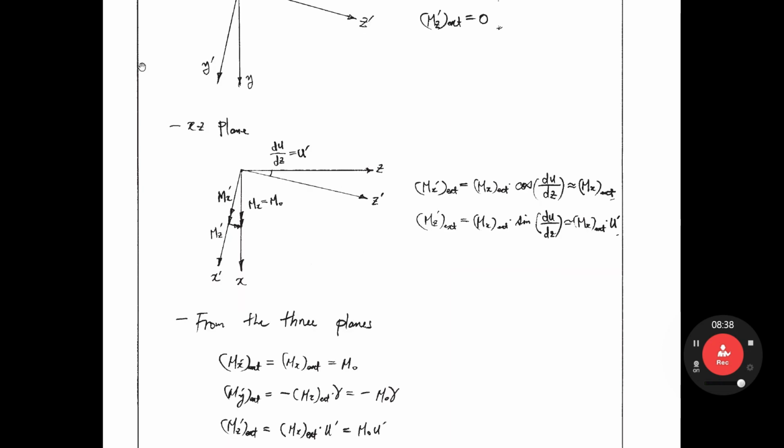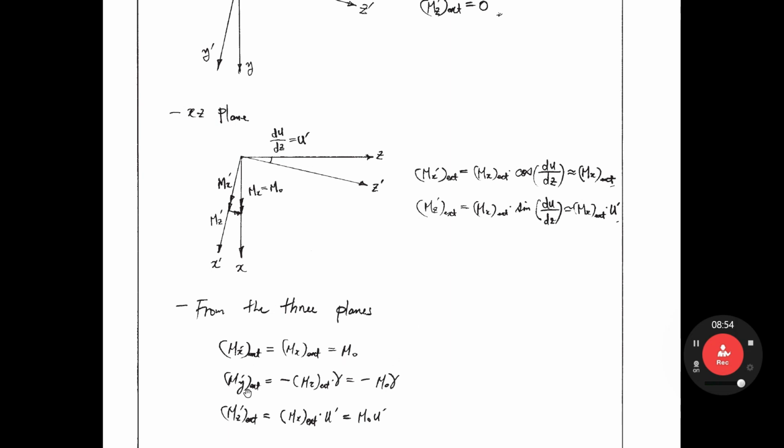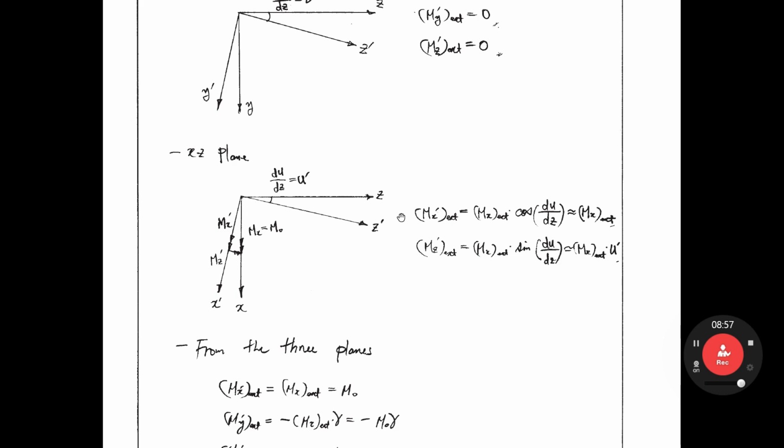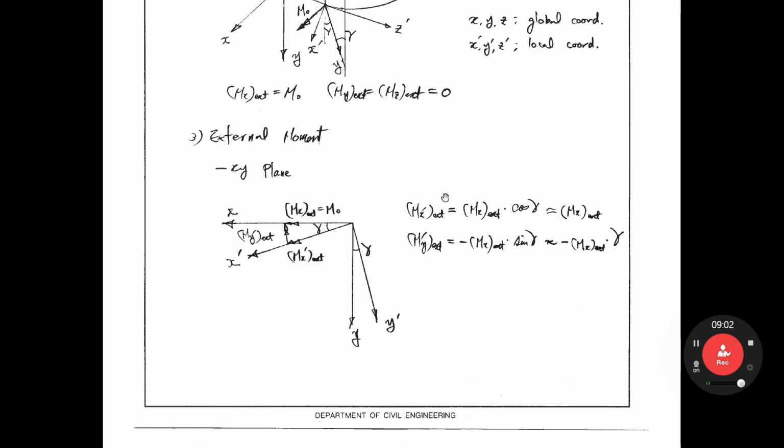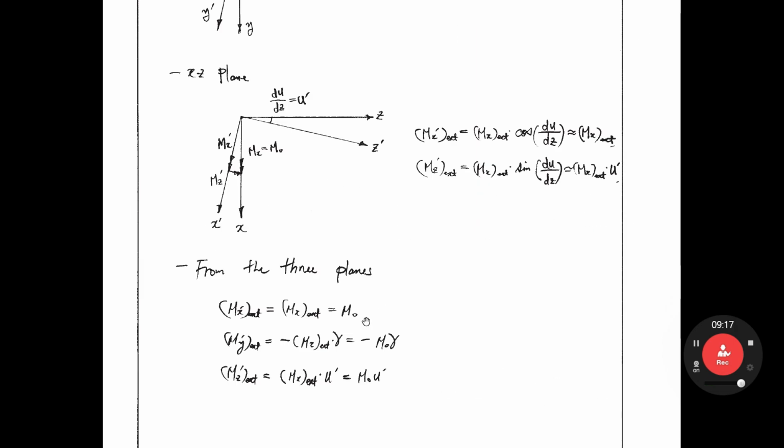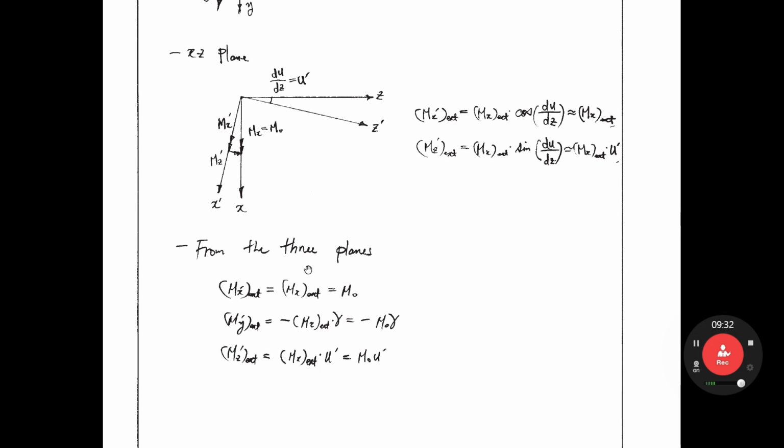If you summarize these three plane analyses, mx prime external equal, you see, mx external. What is mx external? Equal m0, right? So how about my prime external? You don't have here. This is 0. If you see this angle, xy plane, my prime external equal minus mx external gamma. So that is minus m0 gamma. How about mz external, mx external, u prime. This is the external moment of local coordinate.